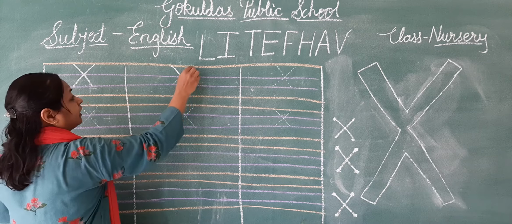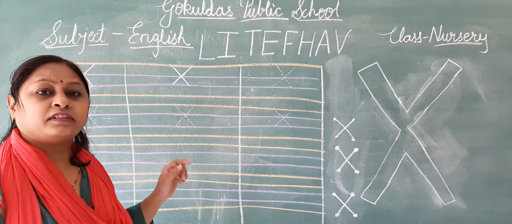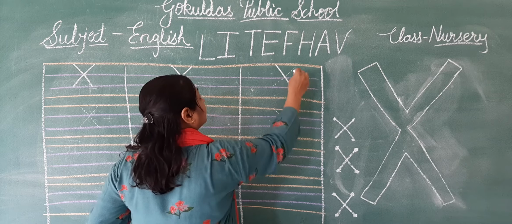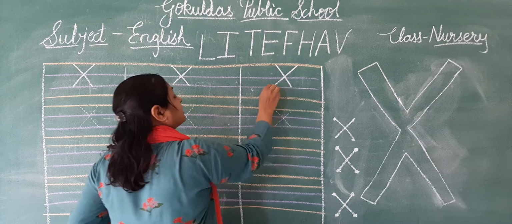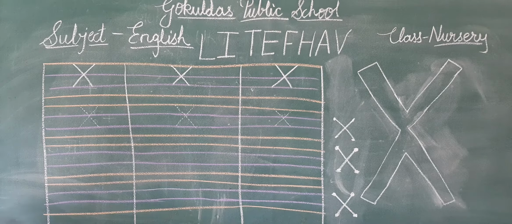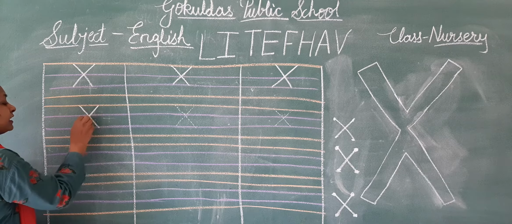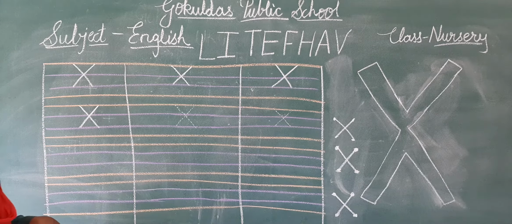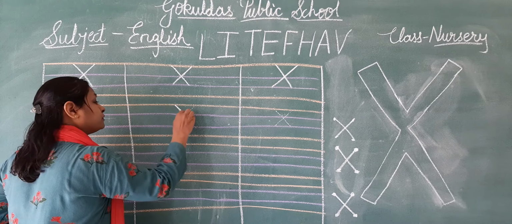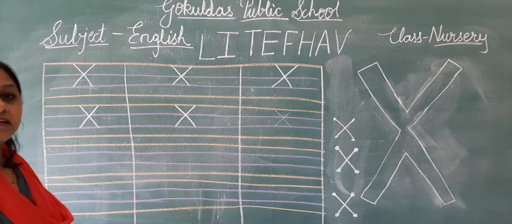Again. Look here. Start from the upper line till the baseline. Again from upper line till baseline. Which letter is this? X. Again we will start from upper line to baseline. Which letter is this? X. Same line. Slanting line down and again slanting line down. So which letter is this? X. Again from up to down.